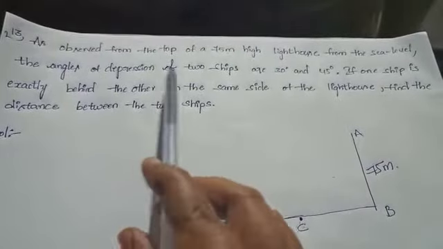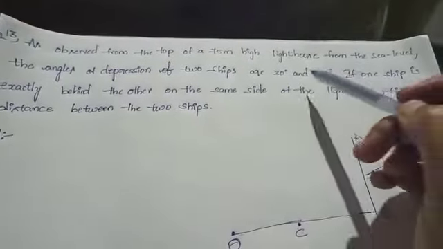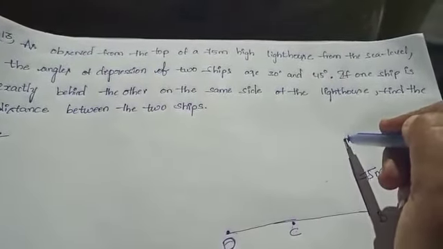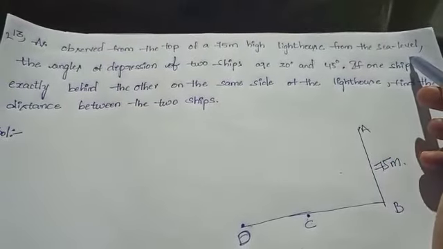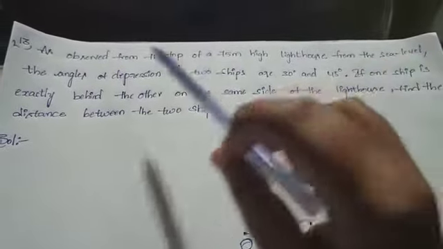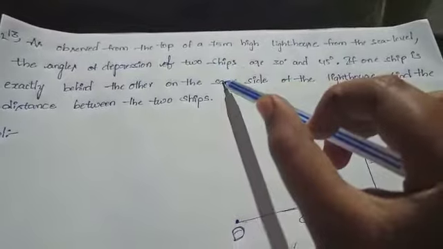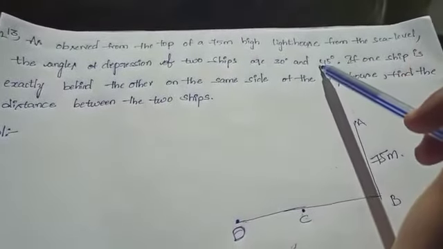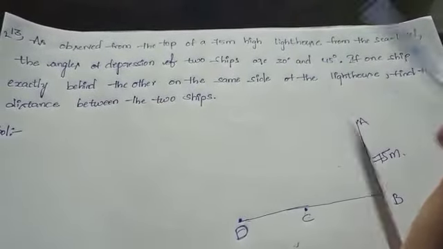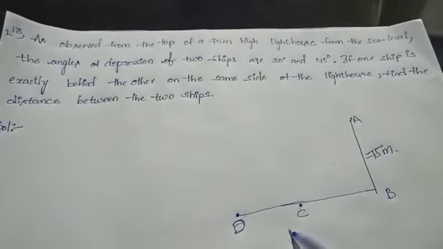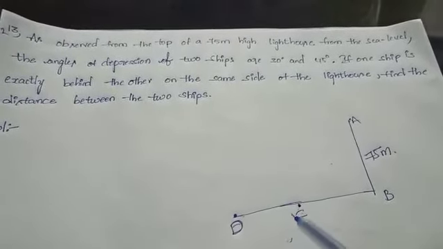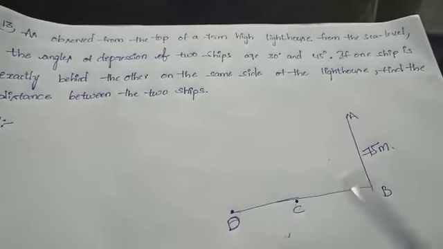As observed from the top of the lighthouse, A is the top of the lighthouse. From the sea level, the angles of depression of the two ships are 30 degrees and 45 degrees. Here, one ship is exactly behind the other one.